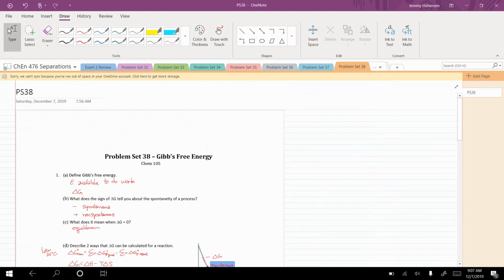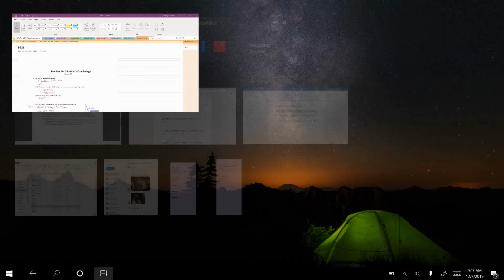Okay, that was problem set 38 on some conceptual stuff on Gibbs free energy.